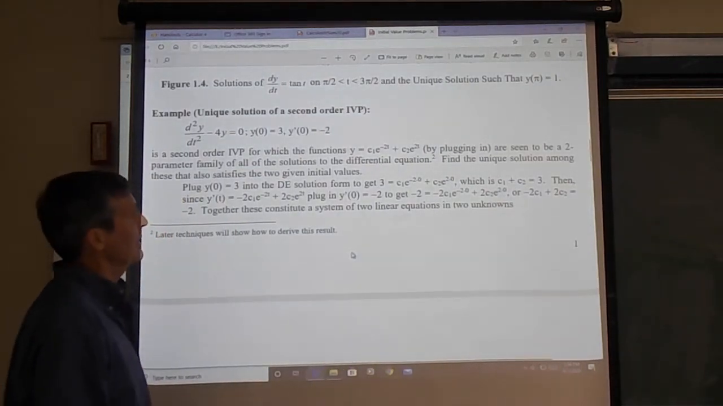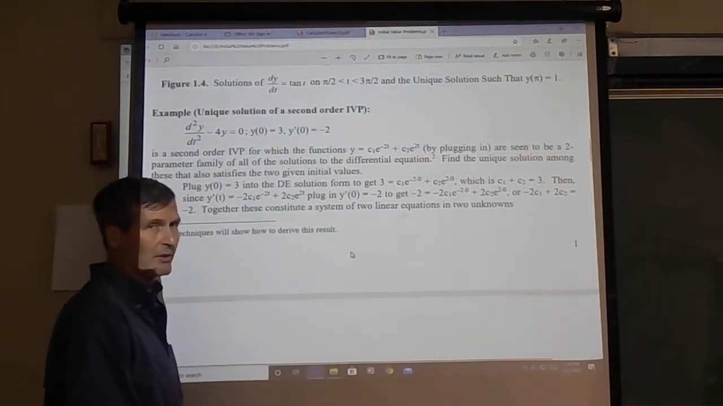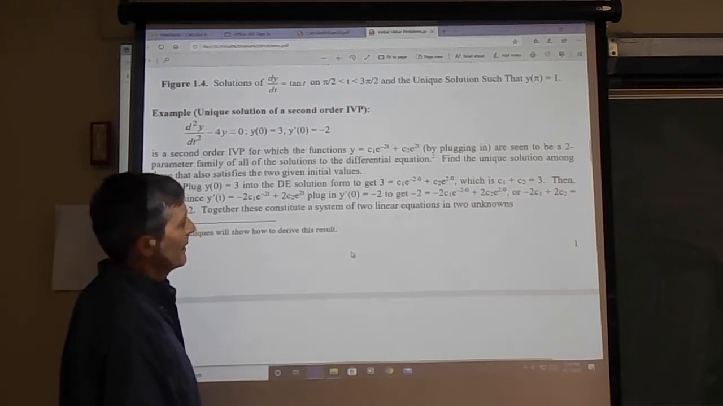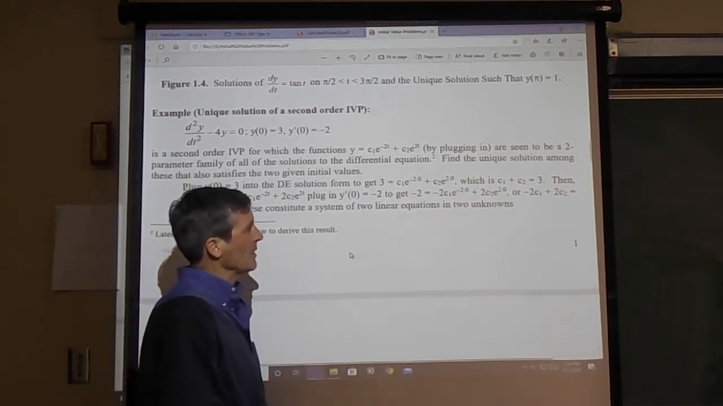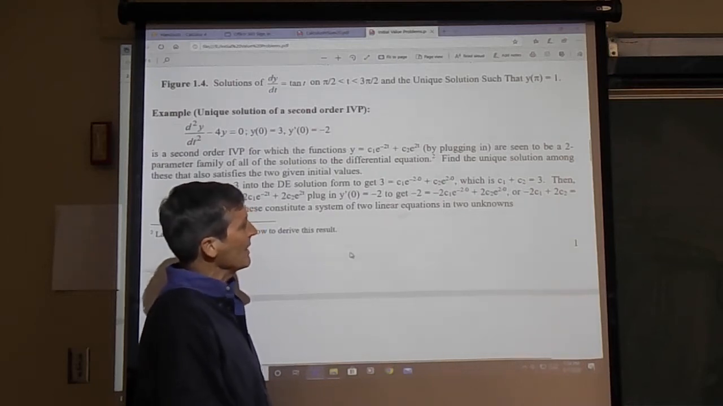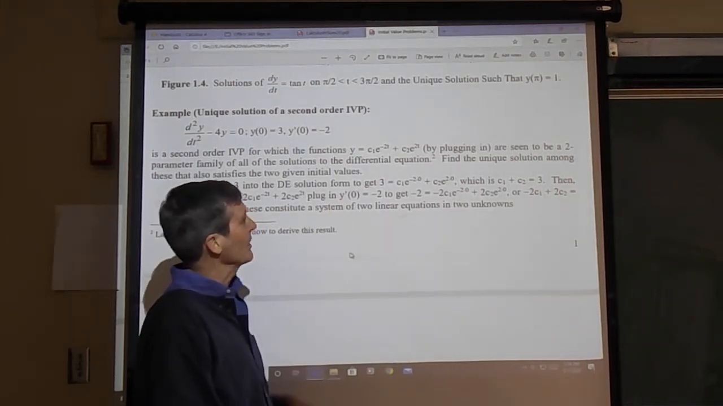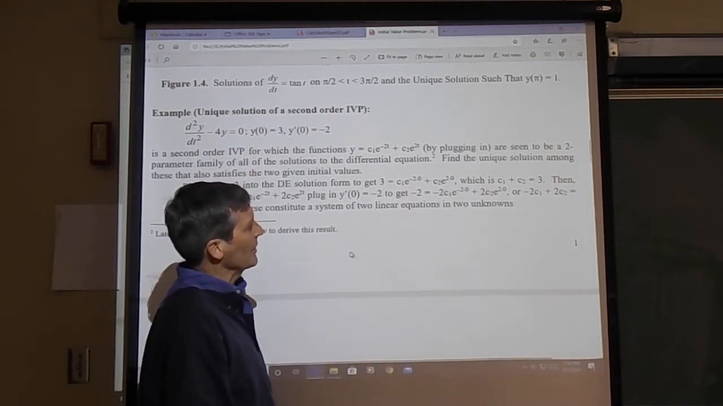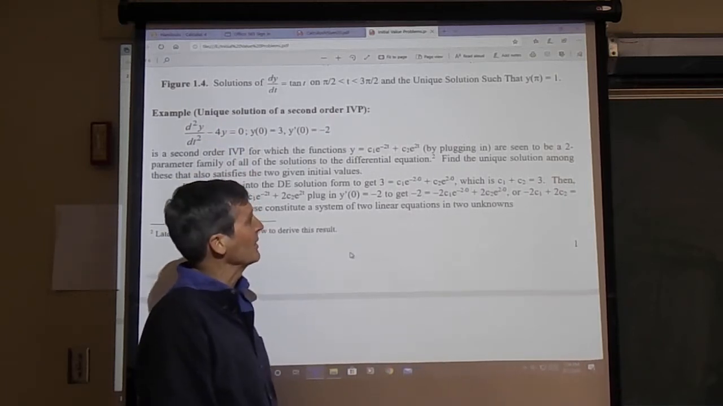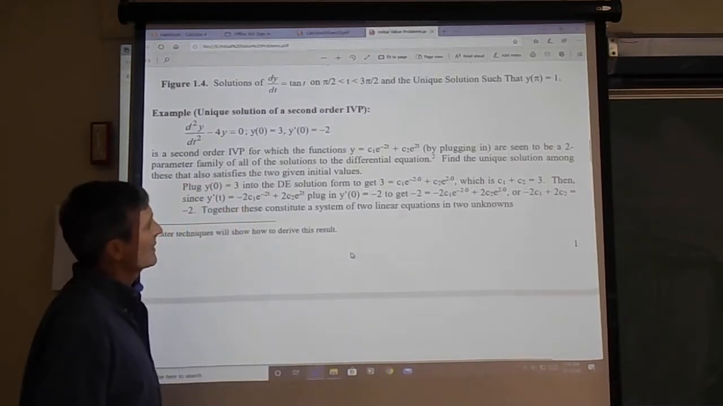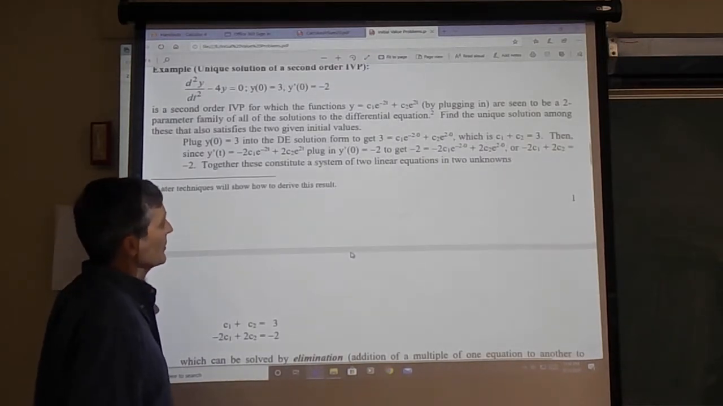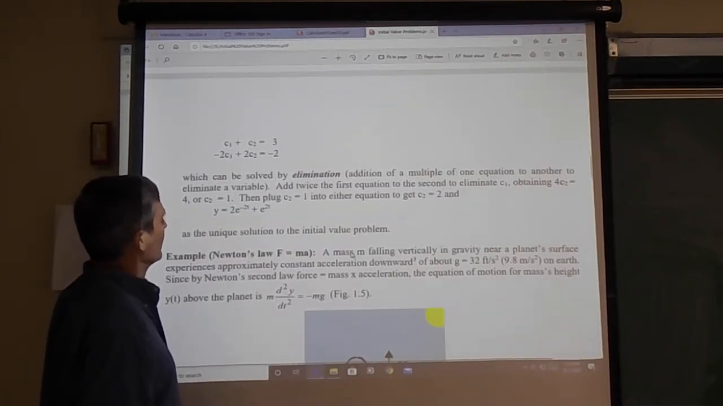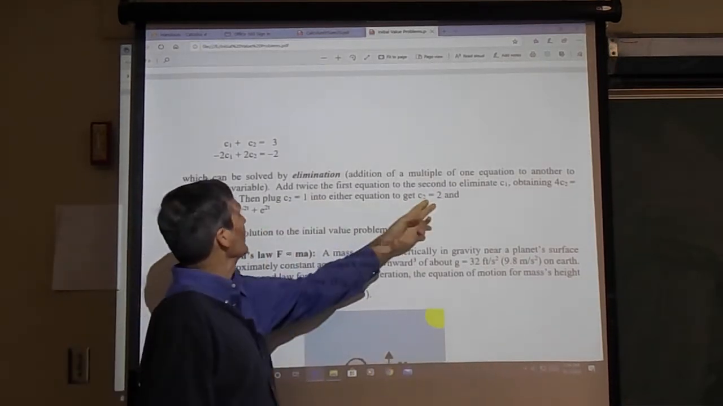Now you have two linear equations and two unknowns, c1 and c2. If you took linear algebra, you know that'll either have no solution, exactly one solution, or an infinite number. In this case of differential equations, with this nice function, it turns out that it's always the case where you get exactly one solution. So we'll get exactly one solution to this, two equations and two unknowns. Here's the two equations and two unknowns. It turns out c1 equals 1, c2 equals 2.